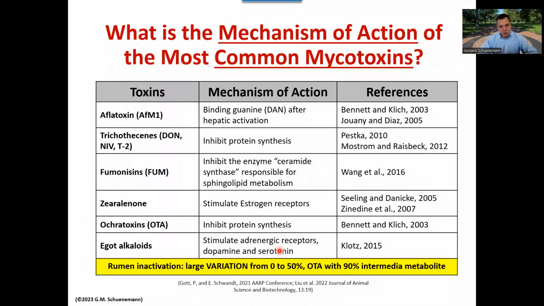What is the mechanism of action of the most common mycotoxins? Here are the most prevalent mycotoxins. Many of them share the same receptor, many of them share the same pathway, right? But binding, it affects the DNA. And some of these mechanisms of action inhibit protein synthesis and the metabolism of lipids. Stimulate estrogen receptors. This is important, especially when feeding heifers, right? They could develop the mammary gland because of these particular mycotoxins. Inhibit, again, protein synthesis and stimulate the adrenergic receptors, like dopamine and serotonin. So these are just a number of things and how they work at the cow level.